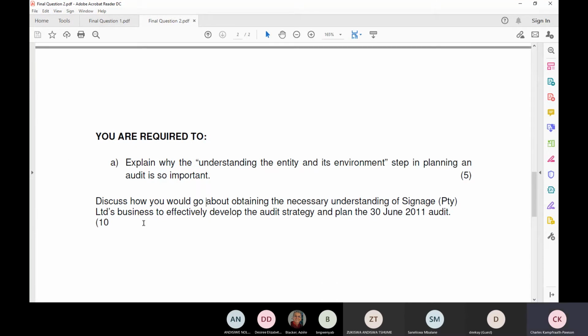Okay, let's look at the last one, and there I'm going to give you some time to attend to that question. Discuss how you would go about obtaining the necessary understanding of Signage Pty Limited's business to effectively develop the audit strategy and plan the 30 June 2011 audit.